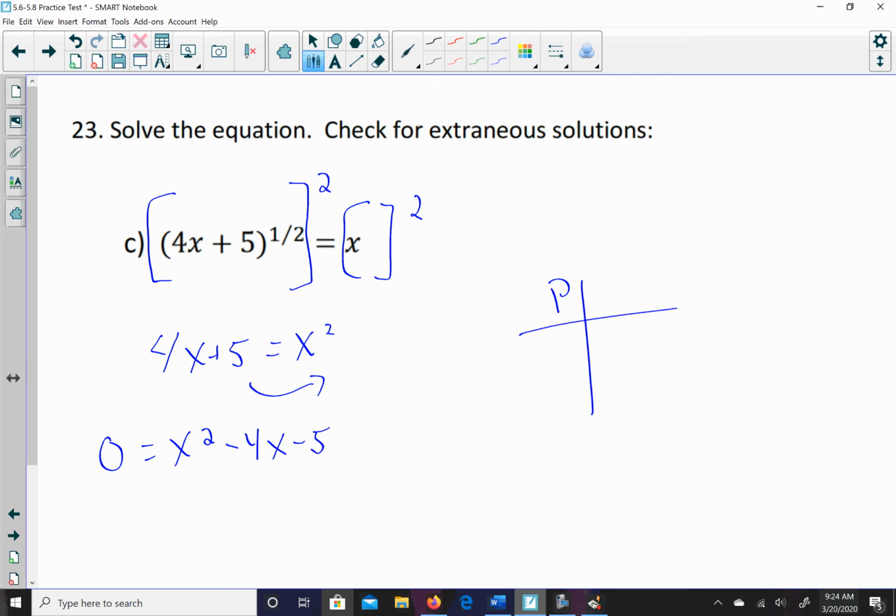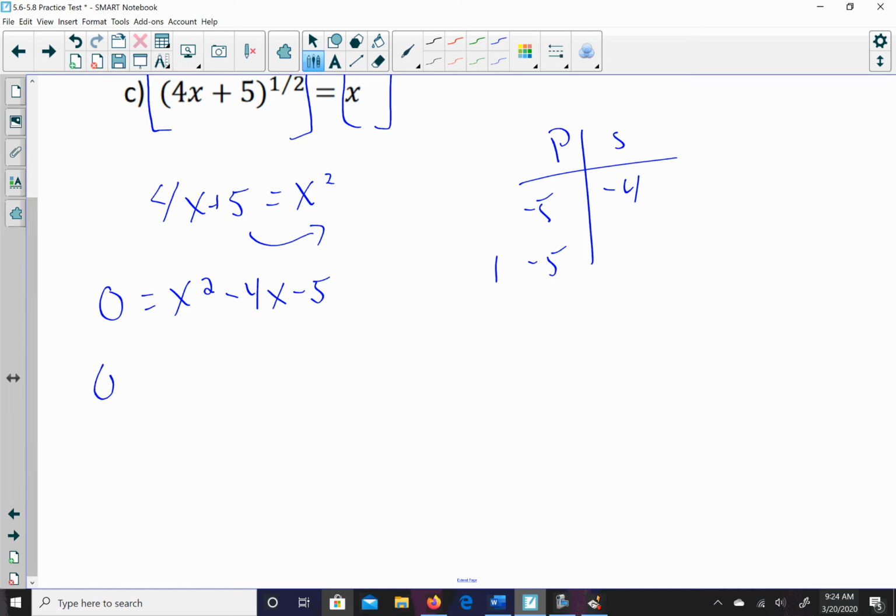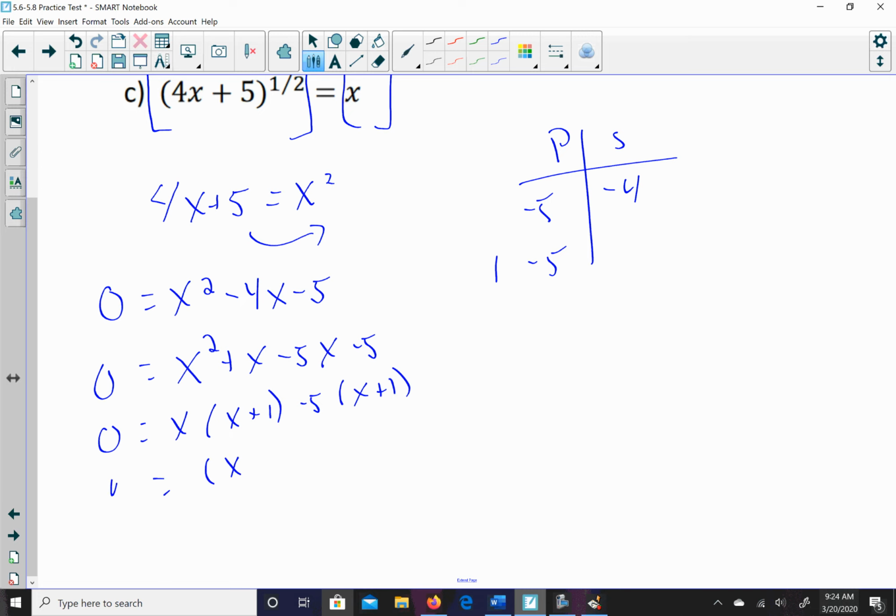My product is negative 5. My sum is negative 4, so I'm going to use 1 and negative 5. And I'm going to have x squared plus x minus 5x minus 5, factoring out x from the first two, factoring out negative 5 from the second two, and I end up with 0 equaling x plus 1 times x minus 5. So I get solutions of negative 1 and positive 5.